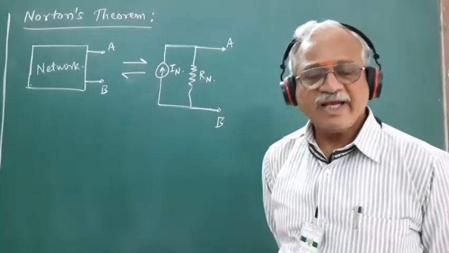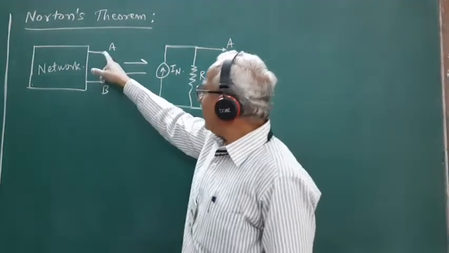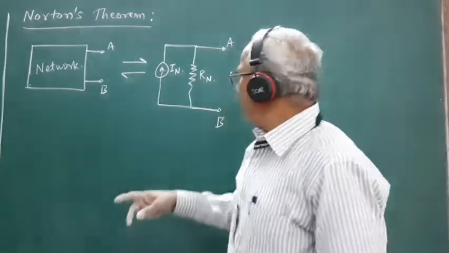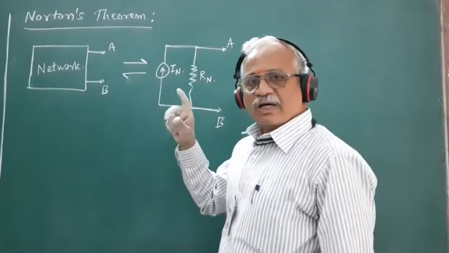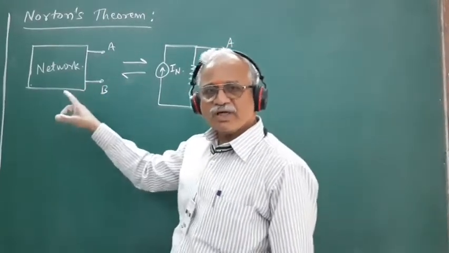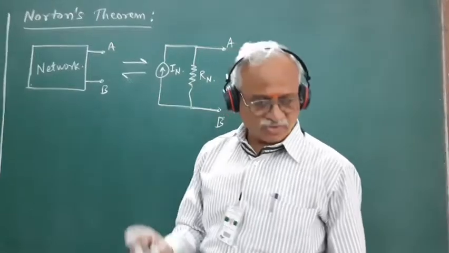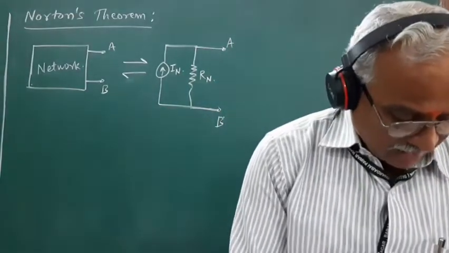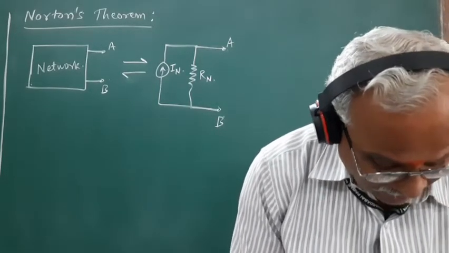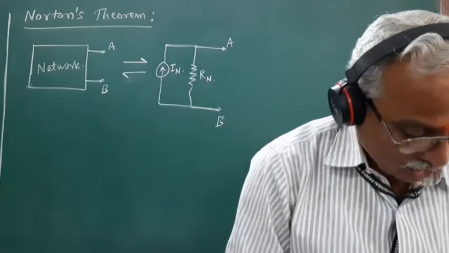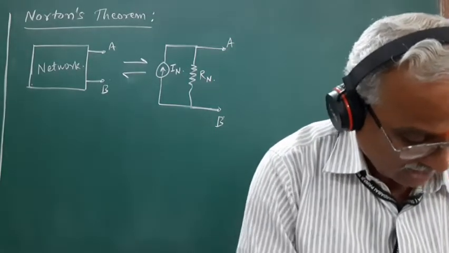Norton current source IN is nothing but the short circuit current that will flow across the terminals A and B, and the equivalent resistance or Norton resistance RN is nothing but the equivalent resistance of the given network when viewed backwards from the open terminals A and B when all the sources of EMFs have been killed for their EMF, that is, when all the sources of EMFs have been short circuited.